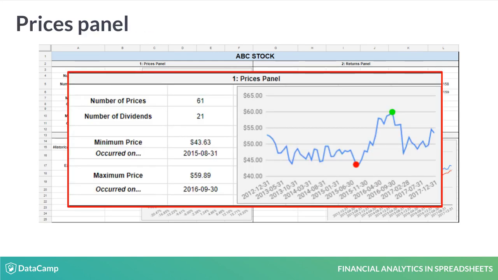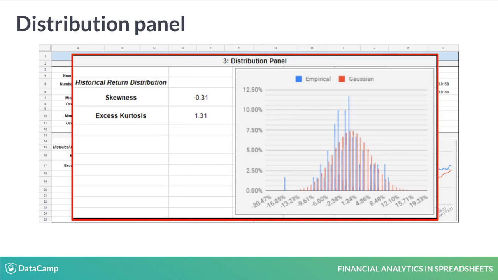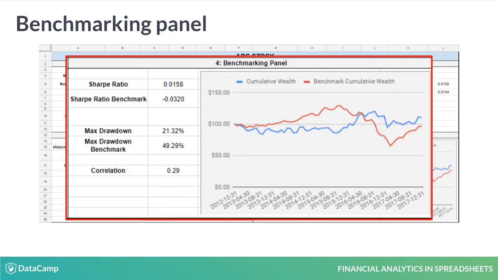The first panel summarizes past prices. The second measures reward and risk indicators. The third displays the probability distribution of historical returns. And the last panel compares the stock ABC with a benchmark.